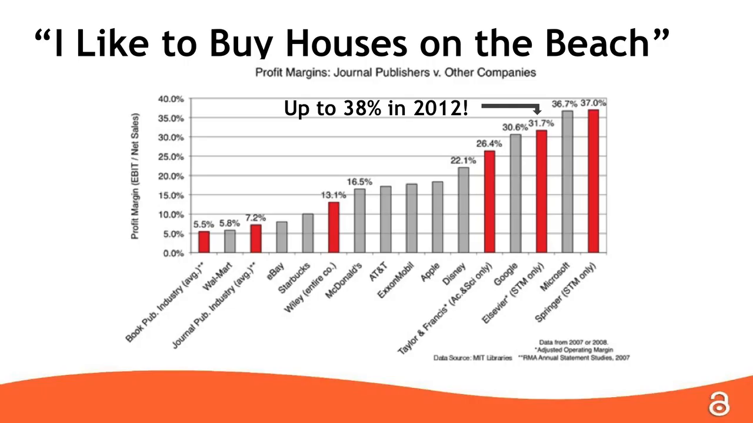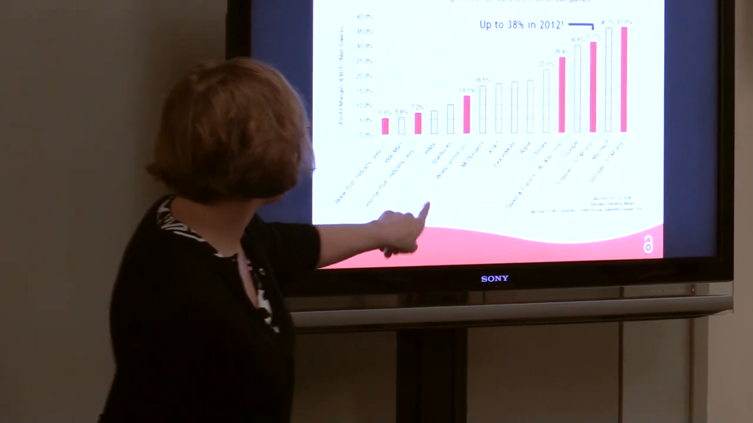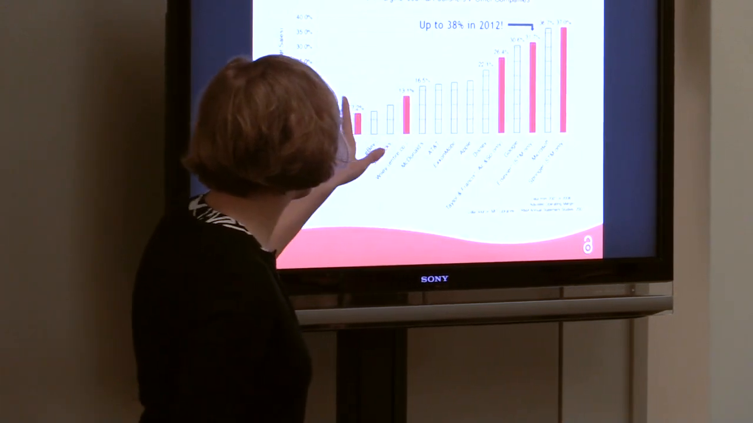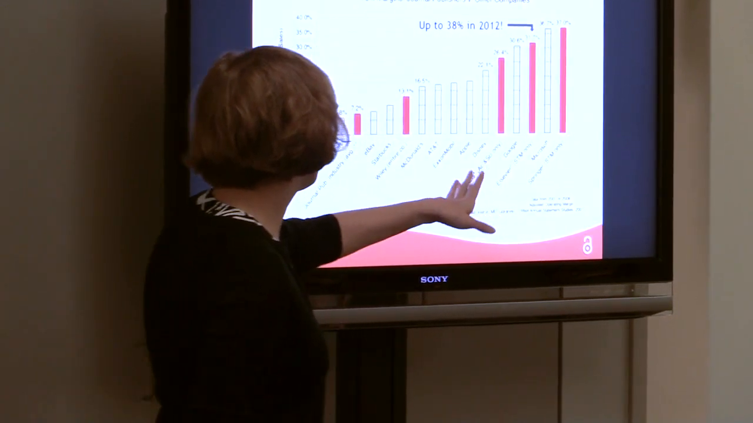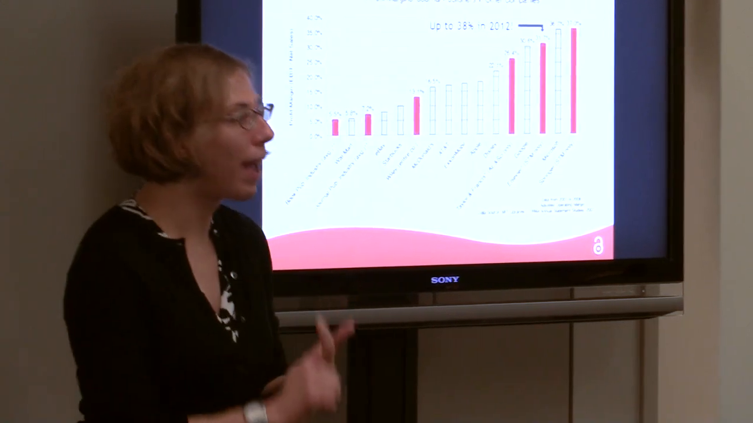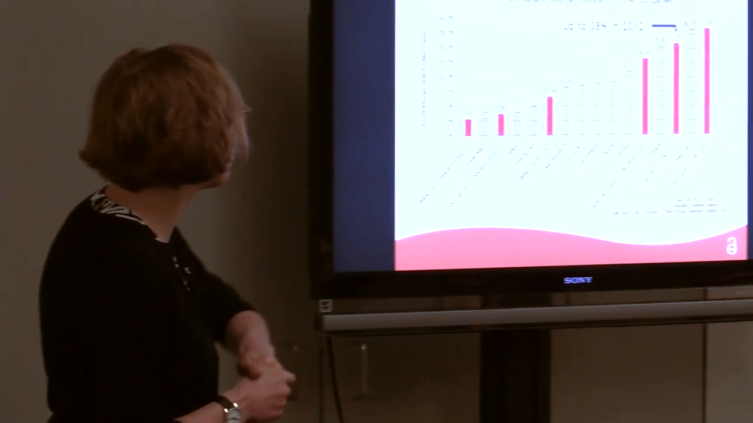So, as we heard, I like to buy houses on the beach. So look at these profit margins. This is not revenue, this is profit margins. The bars that are in red show commercial scholarly publishers. And so we have Springer, Elsevier, Taylor and Francis, etc. Notice that Springer and Elsevier, their profit margins are higher than Google, they're higher than Disney, they're higher than Apple. I investigated a little further, that's higher than the NFL. Their profit margins are really incredible.